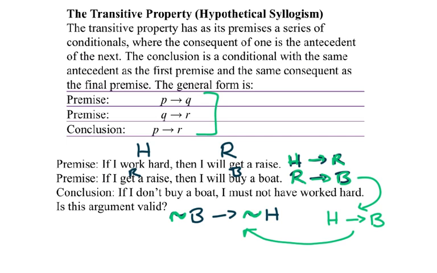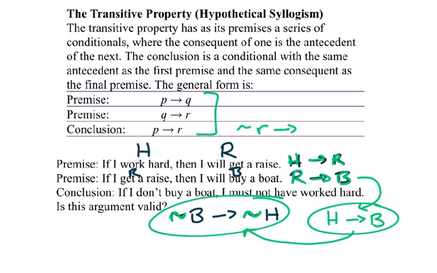So are these two equivalent? Yes, they are. Have we used the transitive property? Yes, we have. So the other conclusion we can draw from the transitive property is that not R, arrow, not P. So both of these two conclusions are a result of the transitive property. Is this argument valid? Yes.